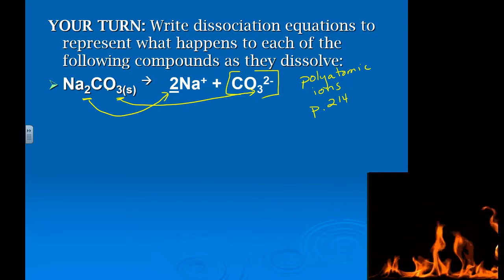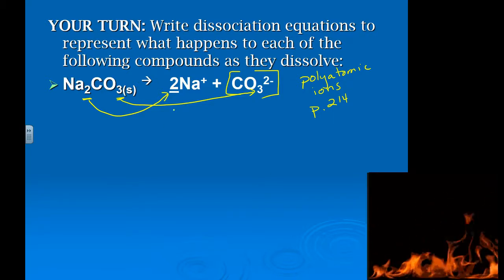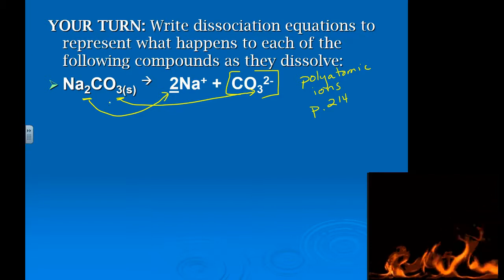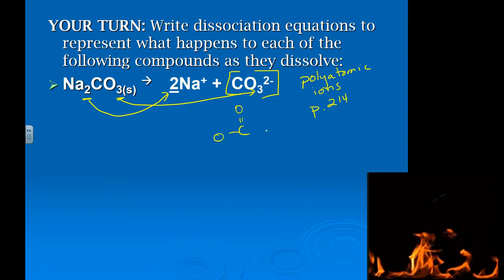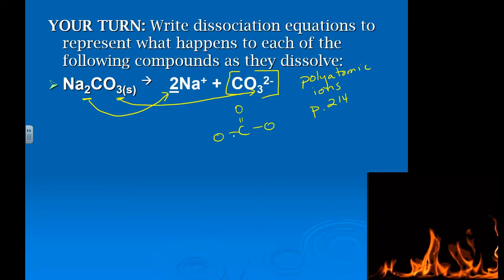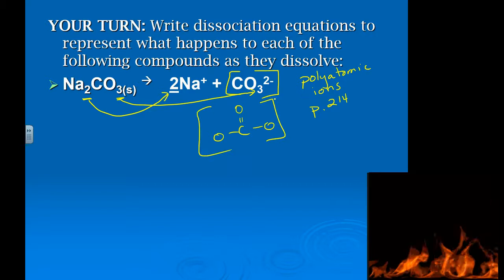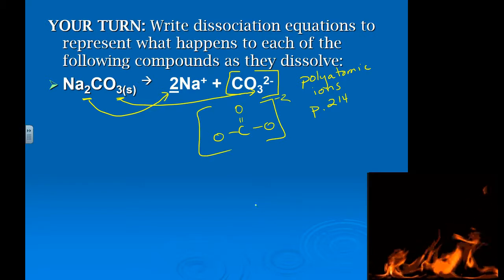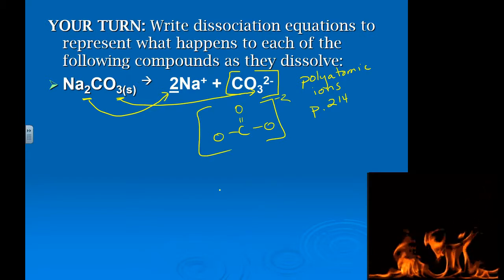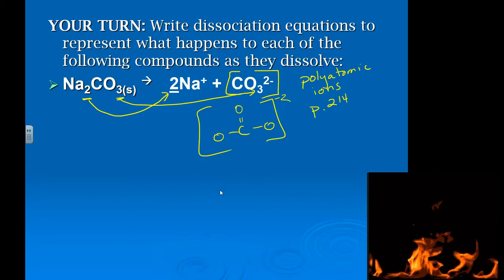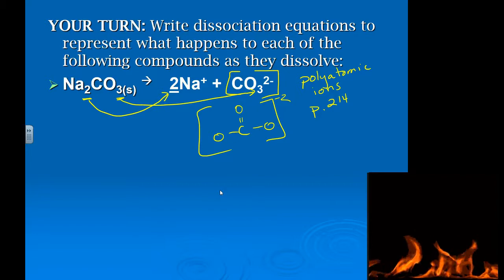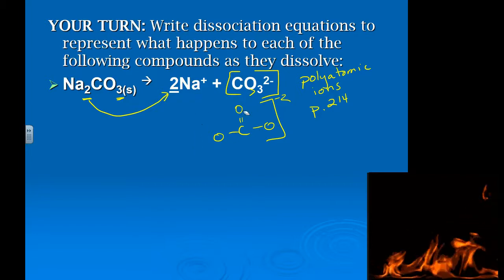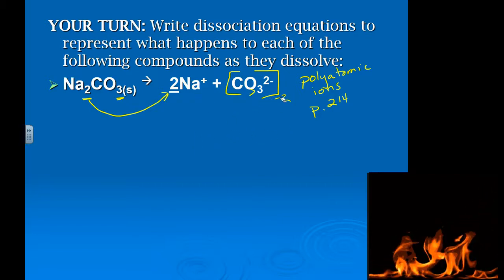And so that 3 doesn't need to come out in front of my oxygen and say I have 3 oxygens. Remember that carbonate is basically the combination of carbon and 3 oxygens. And together they have a charge of -2, right? So we can say together that that's carbonate with a -2 charge, and we don't have to take that 3 and put it out in front of anything there, okay? All right, so let's look at another one.